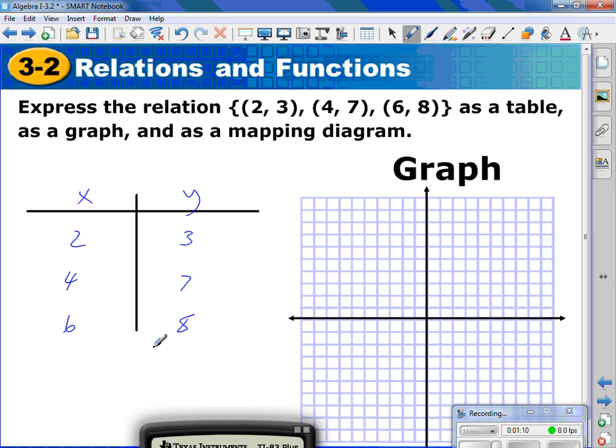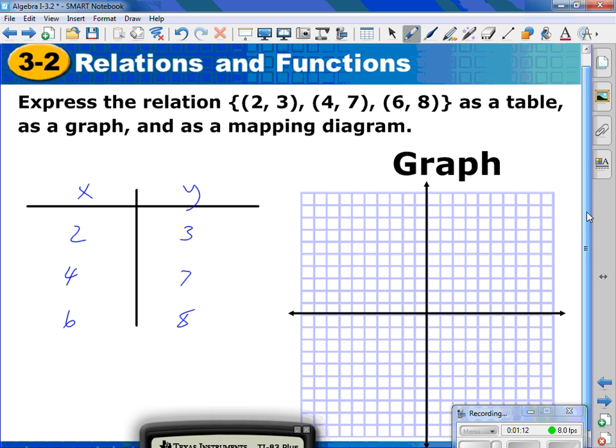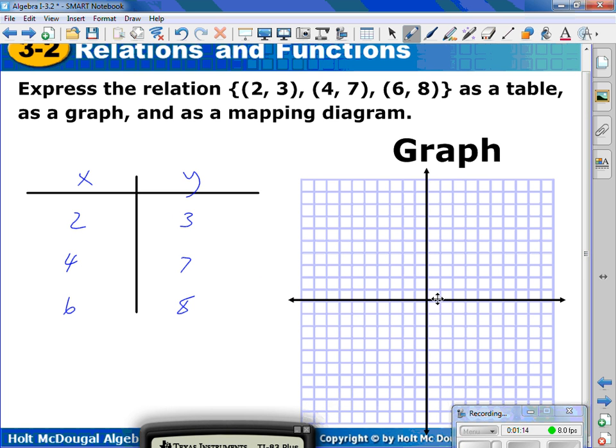Now, graphing them. I showed you in class how to make just a quick little graph on your paper, just by making the hash marks and not trying to draw the entire grid. Graphing each one. How do I graph (2, 3)? Which way is over? To the right 2, up 3. Everyone always says over for left and right.